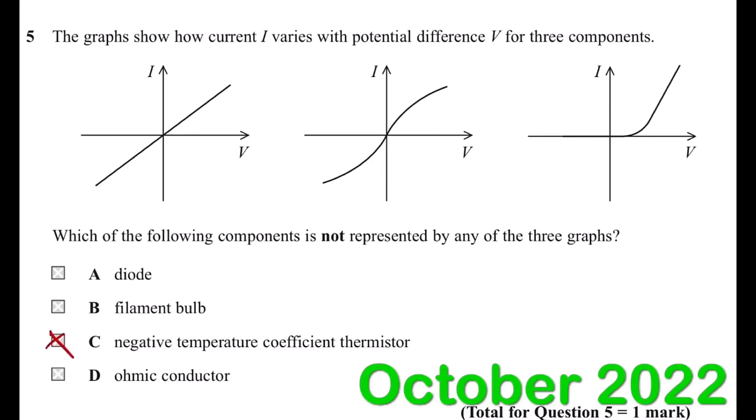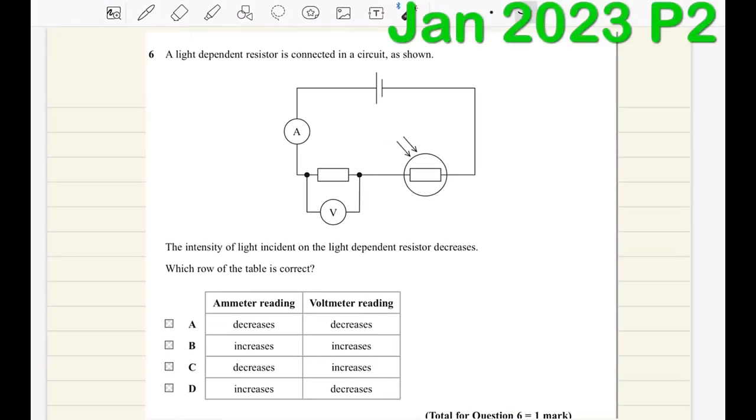So the correct answer for question 5 is as shown. June 2023, question 6 from A-level paper 2. A light-dependent resistor is connected in a circuit as shown. This is the LDR, the light-dependent resistor. The intensity of light incident on the light-dependent resistor decreases. So here we go, the intensity of light decreases. It means the resistance of the light-dependent resistor increases, so the voltage across the light-dependent resistor is going to be higher, so there is a larger portion of voltage across the light-dependent resistor.